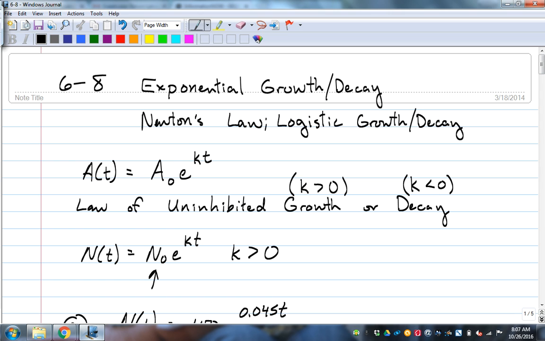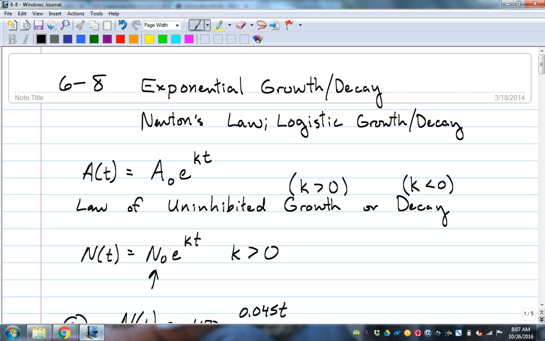All right, let's talk about exponential growth and decay. We're going to use Newton's law. Newton had a law of cooling and heating that we can use here, and logistic growth and decay. When you think about growth, it's increasing. Decay, we're going to start with a lot and go down to a few.